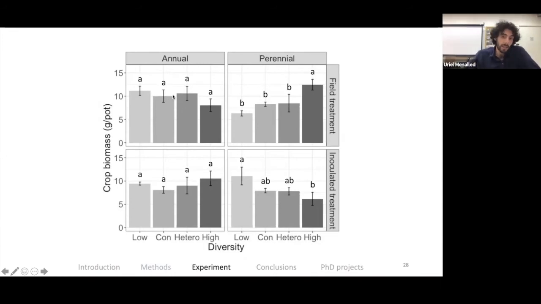And we can see that, as I explained in the figure before, the annual system has no differences in yield potential. So that was the no differences in the A0 parameter. So that makes sense. But in the perennial system, we can see that there is an increase in crop yield potential with diversity legacy in the field treatment and a decrease in crop yield potential across diversity treatments in the inoculated soil treatment. So this is a very interesting and exciting result, I think.